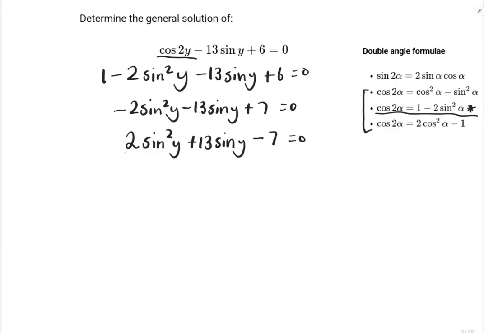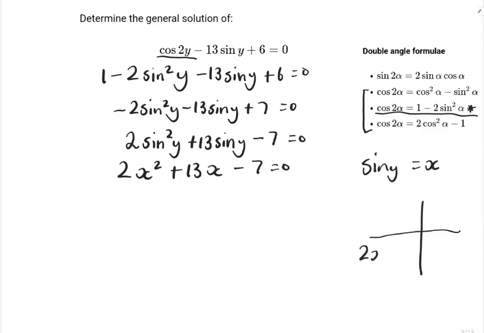So, okay, it looks like we have to factorize this. We have sine squared y, we have sine, and then on the third term we don't have a sine, just a number. So we can say that sine y is equal to x, and if it's equal to x, we can rewrite this as 2x squared plus 13x minus 7. Now it looks easy to the eye, right? And when we factorize, we're going to get 2x squared here, minus 7 here, the middle term on the right, x, 2, 1. We have 7 here.